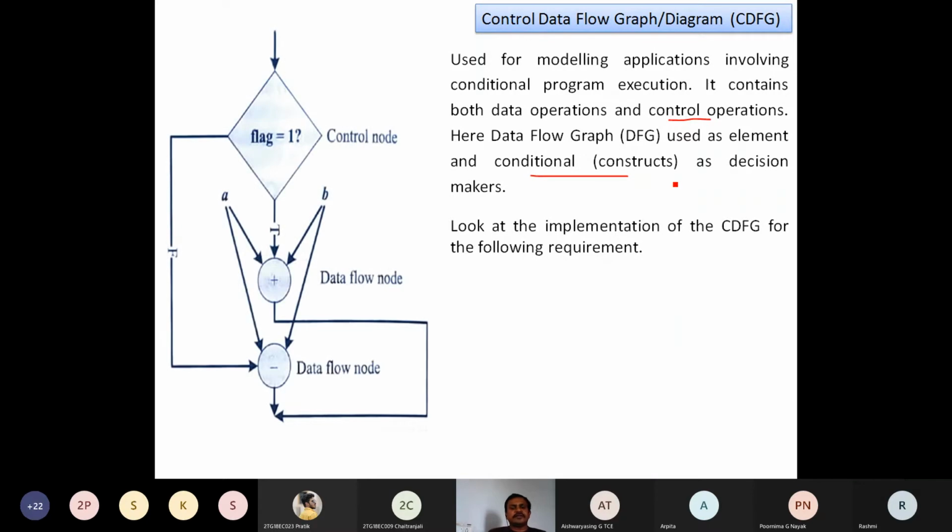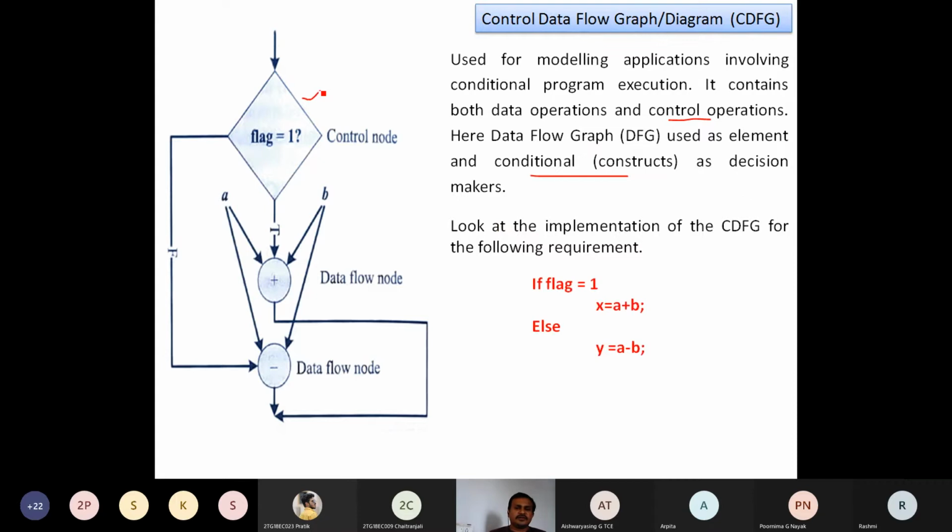So here is the diagram that you are observing on the screen. It is an example of this control data flow graph. Obviously, we are going to use the data flow graph only with the circles and arrow marks, plus an extra element, that is the control operation. You can observe this diamond.